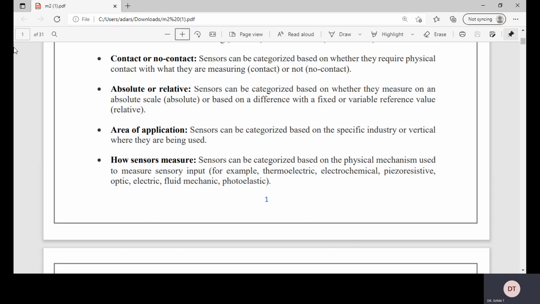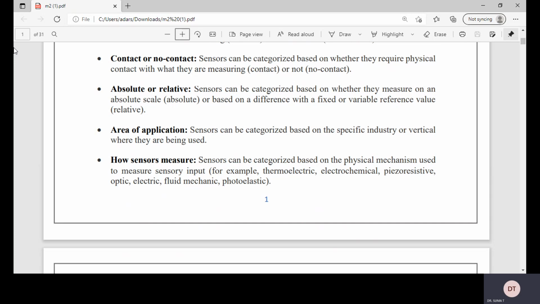Based on the area of application also, sensors are categorized based on the specific industry or vertical where they are being used. Area of application, in which area we are going to apply these sensors. Based on that also, we classify whether the sensors are related to a specific industry or vertical where we are going to use them in the field. Then, how sensors are going to measure? Based on the measurement also, we categorize the sensors.